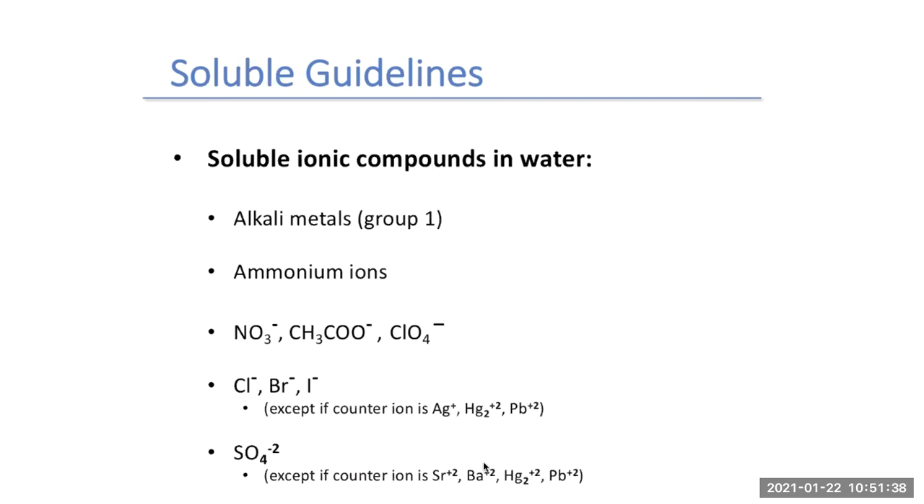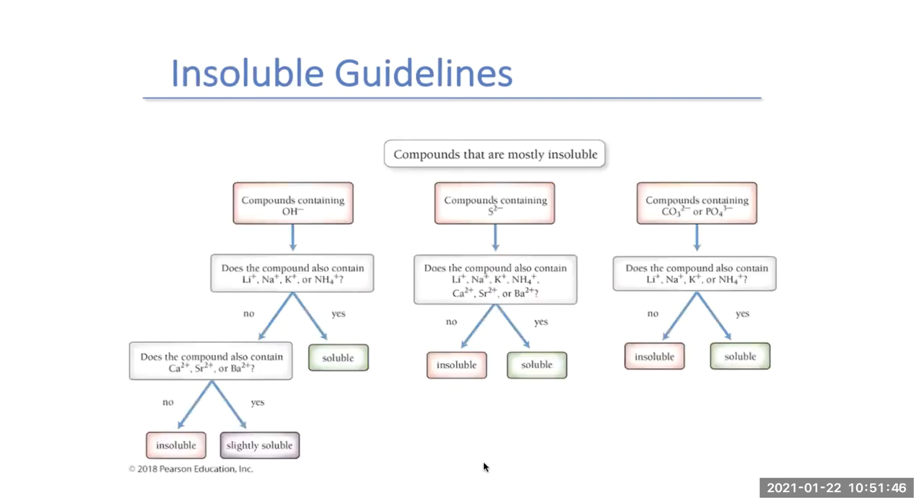So now that we've looked at the soluble guidelines, let's look at the insoluble guidelines. So for insoluble, most compounds are considered insoluble if they contain a hydroxide. The exceptions, as you see, are lithium, sodium, potassium, and ammonium. So you can see it's group 1 and ammonium. So if you have a hydroxide that contains group 1 or ammonium, it'll be soluble.